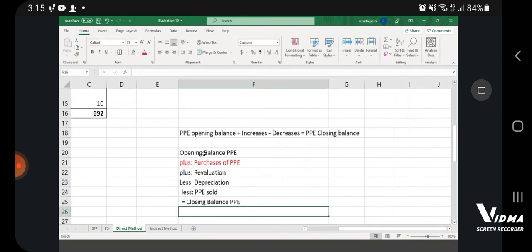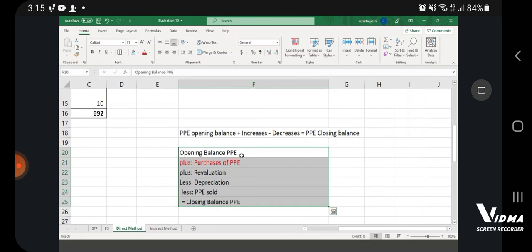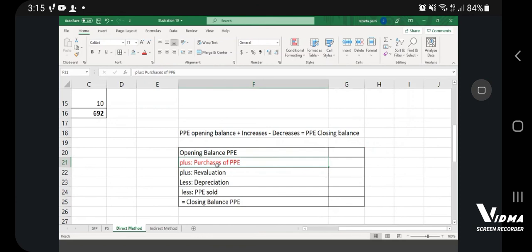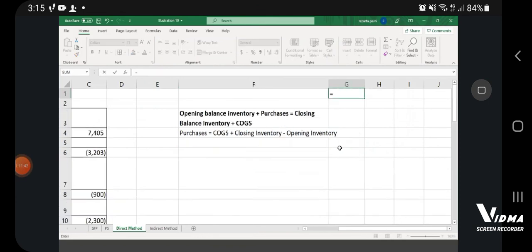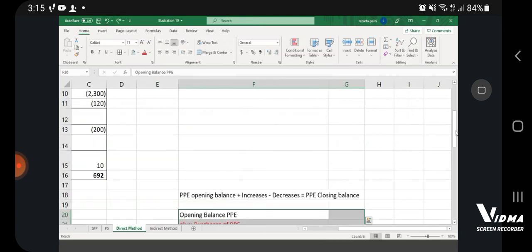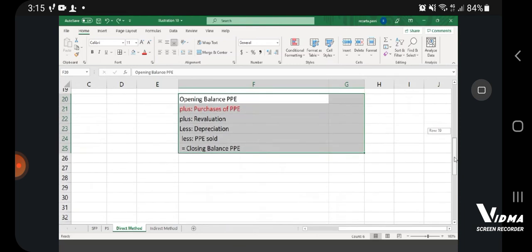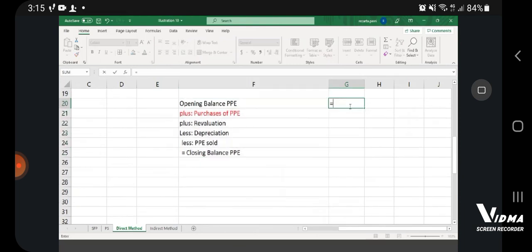Okay, so in this equation over here, we have every piece of information except for the purchases. So we can find purchases in relation to the other stuff. So opening balance of property, plant, and equipment, I'm just trying to work with formulas in Excel.